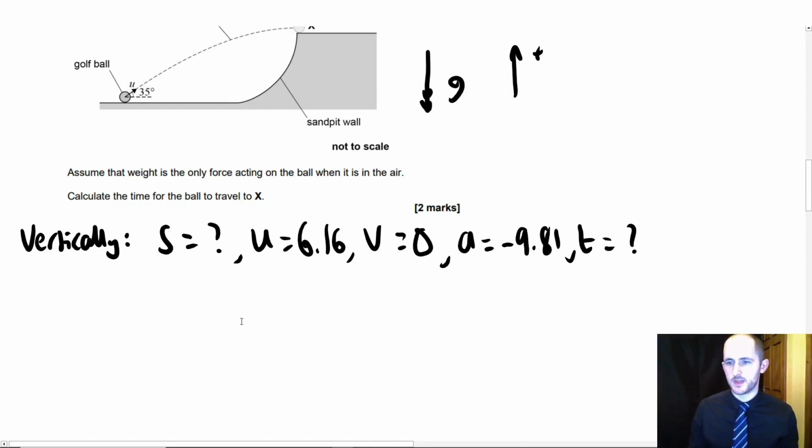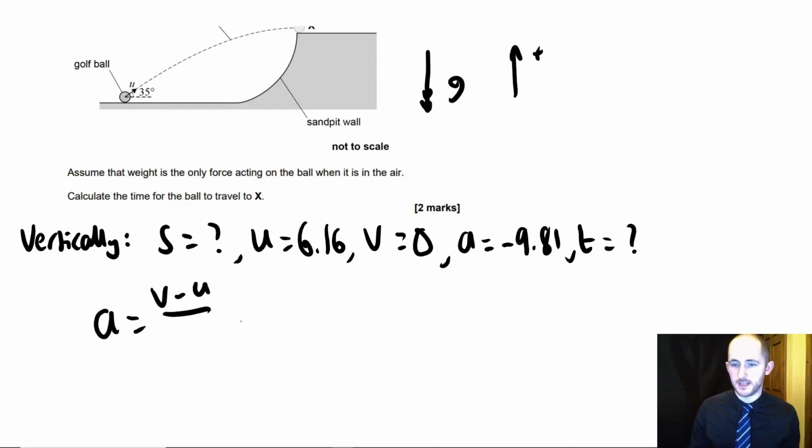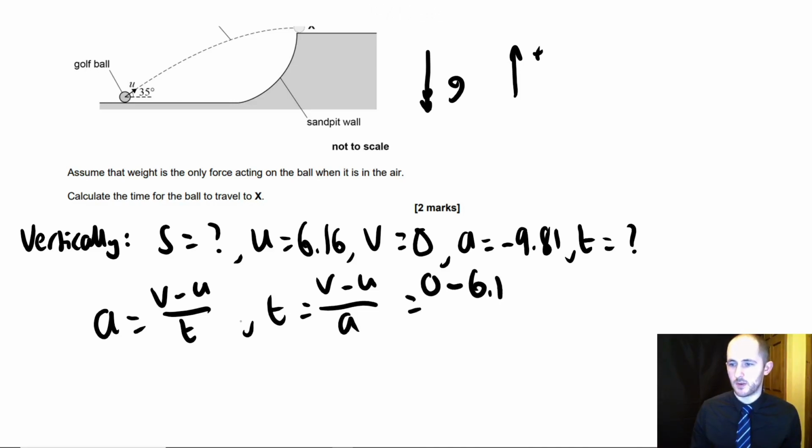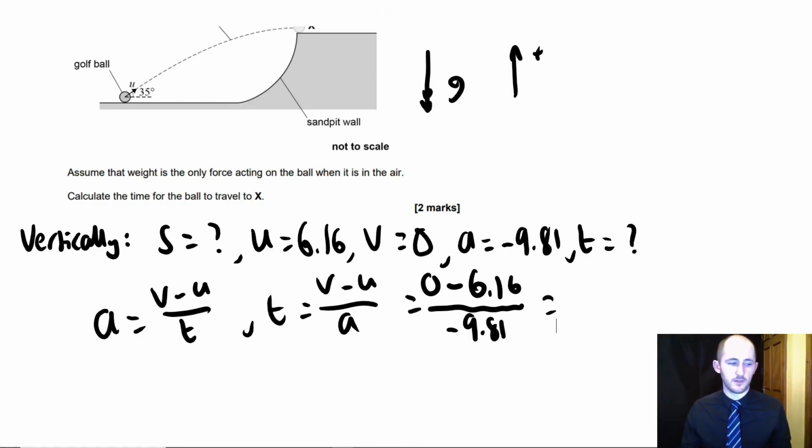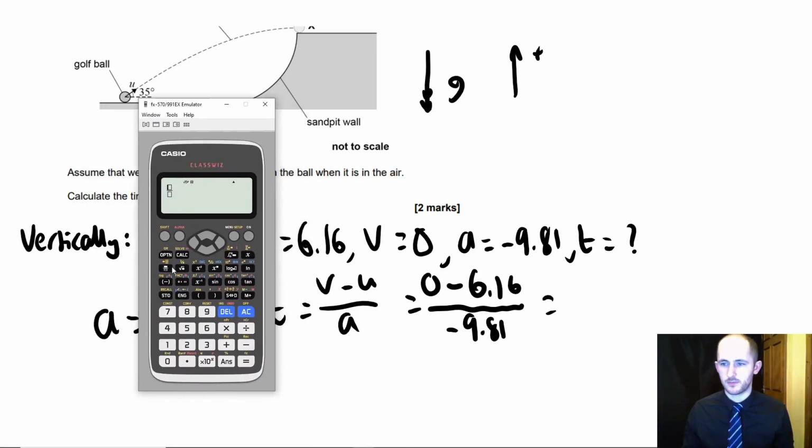Well, we could use A is equal to V minus U over T. Rearrange that for T would give us V minus U over A. So effectively we get 0 minus 6.16. And again, this is where I said in both of the previous videos, don't be afraid of the minus signs, because as you can see, they're going to cancel out. Just sub it in, see what happens. If you get a math error, then you know you've done something wrong. But don't assume you're going to fail, because that's not a good way to look at things.